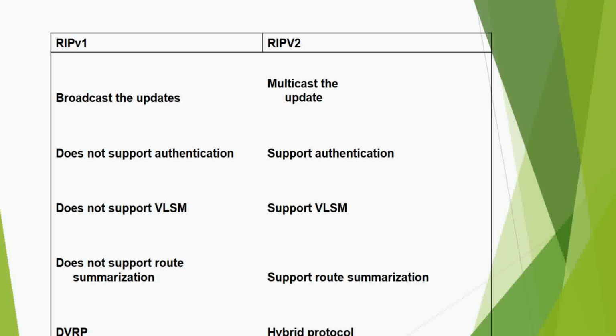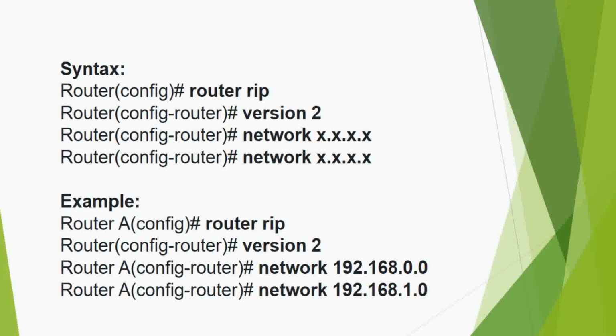Syntax. Router(config)# router rip. Router(config-router)# network XXXX. Router(config-router)# version 2. To configure RIP on a router, we use the following commands. Router(config)# router rip. Router(config-router)# network 192.168.0.0. Router(config-router)# network 192.168.1.0. Router(config-router)# version 2.